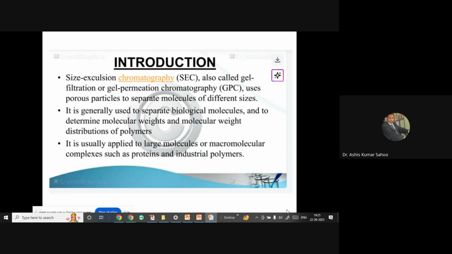Size exclusion chromatography, also called gel filtration or gel permeation chromatography, uses porous particles to separate molecules of different size. So if we have small size particles, we can separate them by size exclusion chromatography. It is generally used to separate biological molecules and to determine molecular weight and molecular weight distribution of polymers. It is usually applied to large molecules and macromolecular complexes such as proteins and industrial polymers.